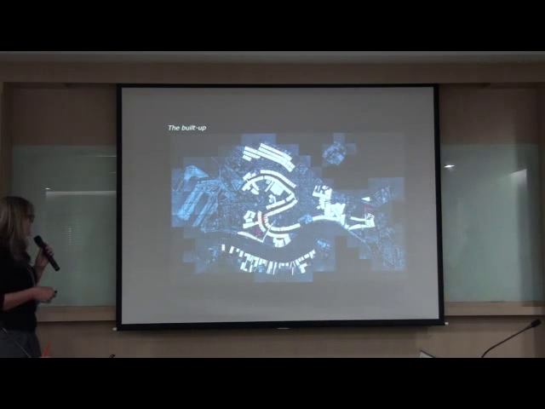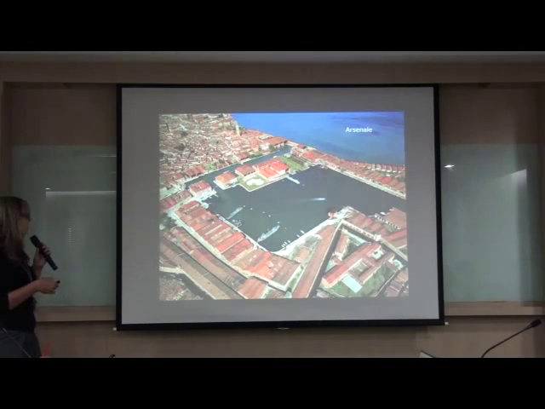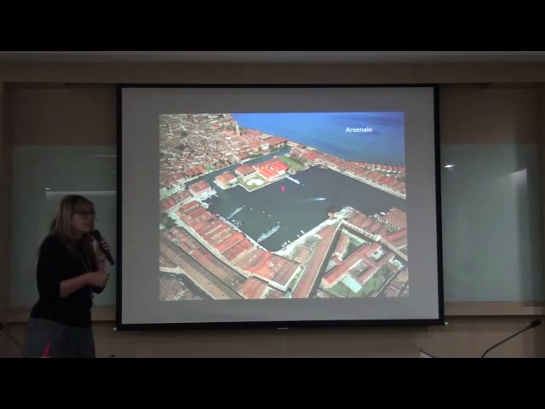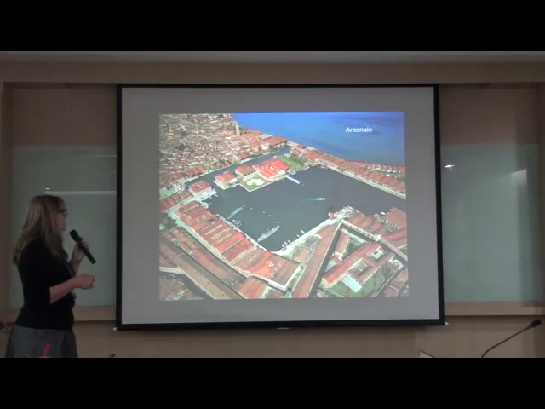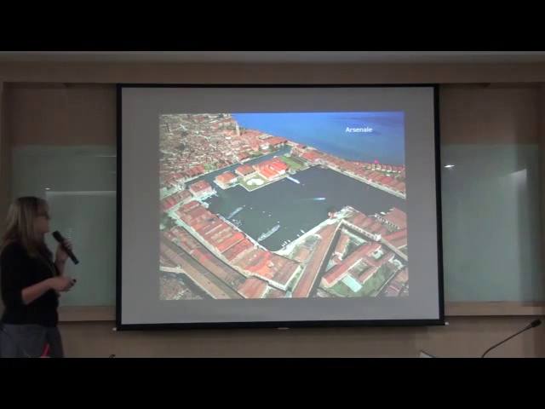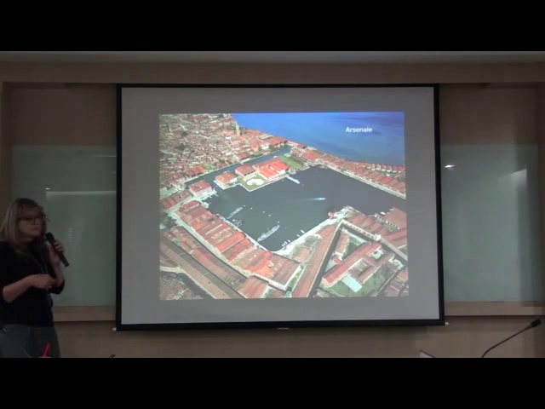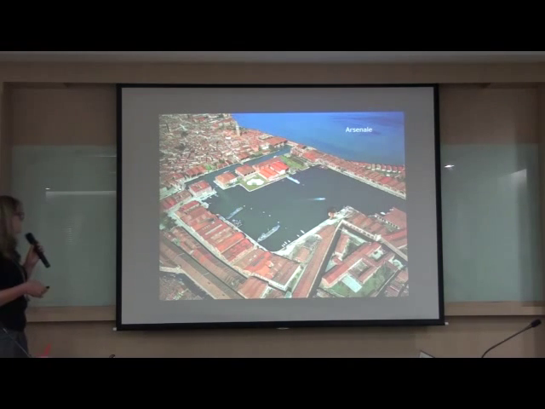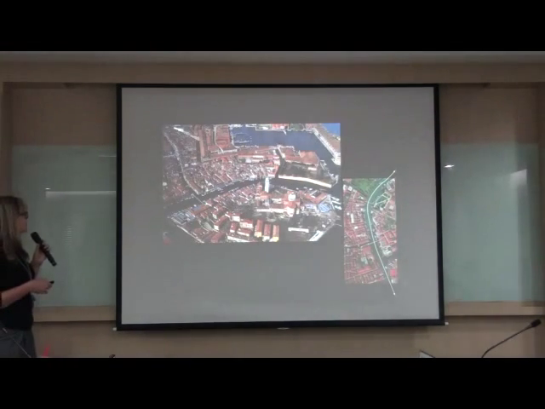So this is the orientation of the buildings. You can see really narrow and straight. There are big openings, like for the one, I'm sorry, probably the ones that have been there already know the Arsenale, but this is a big ship's dockyard in Venice, which was used in the past.